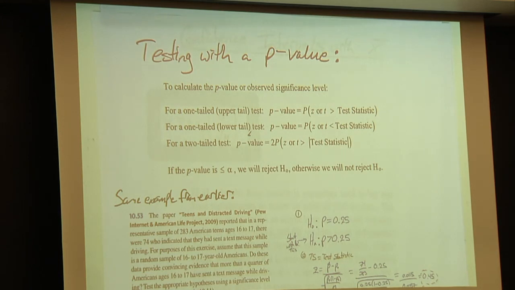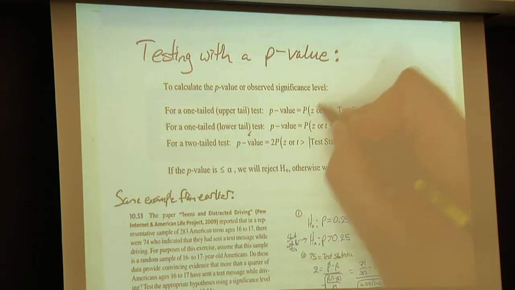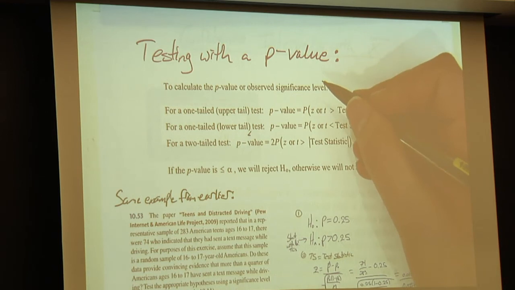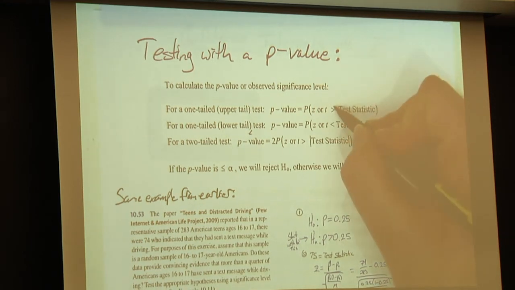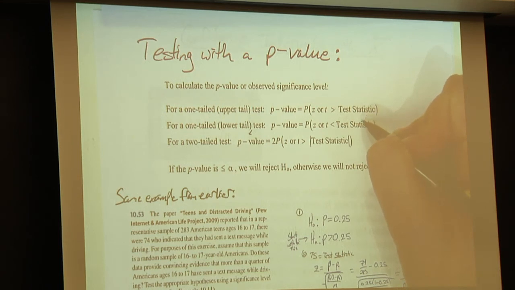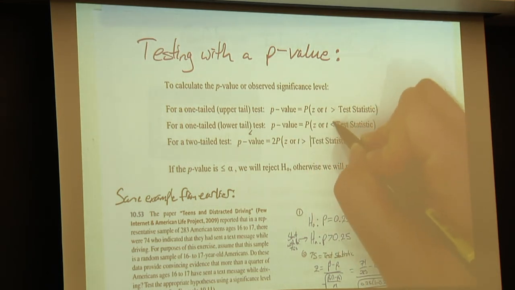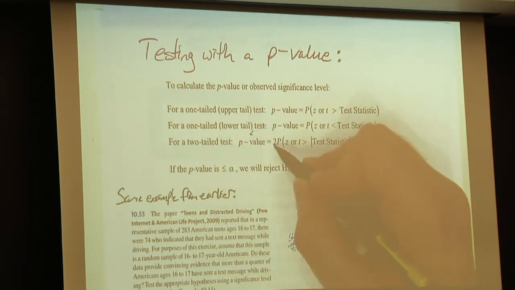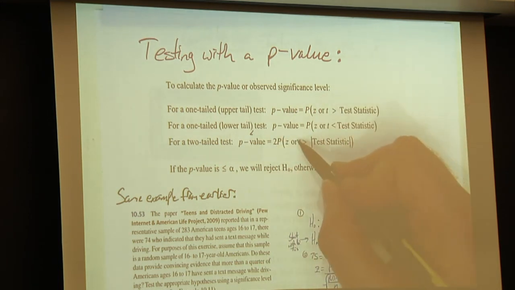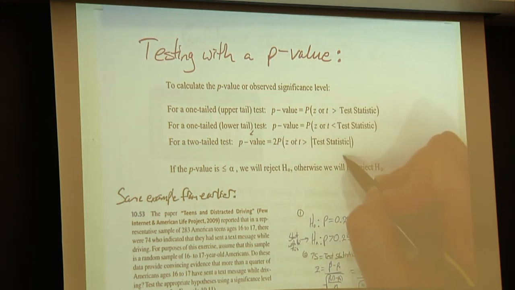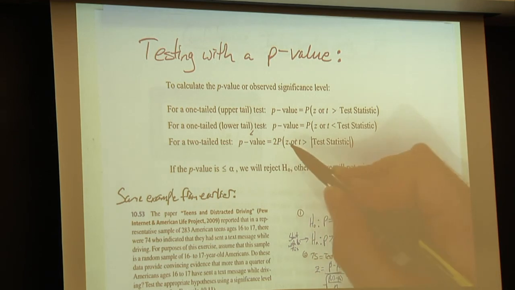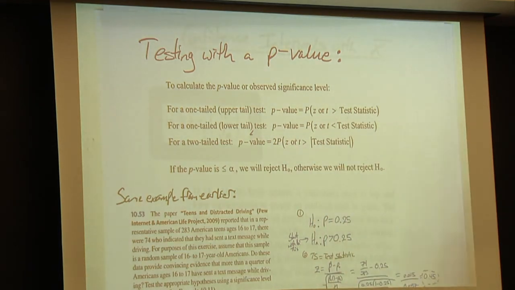The p-value will be the probability of z or t, depending on what you're using, whether it's z or t, doesn't really make a difference. For the upper-tailed, greater than the test statistic. This will make more sense soon. For this one, same thing, except this is less than. For the two-tailed, you're looking at 2 times the probability of z or t being greater than your test statistic. That 2 times is important for that two-tailed test.